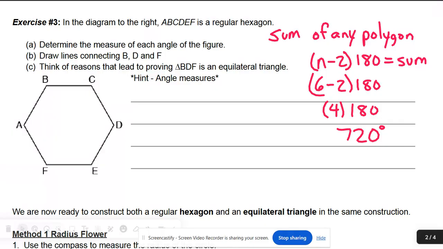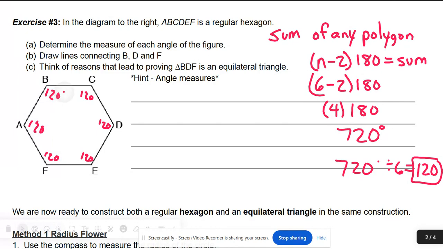And if we split them all equally for each of the angles, there's 6 angles. So we would do 720 divided by 6. So each angle will be 120 degrees. So this is 120, 120, 120. And you can measure that just to be sure.